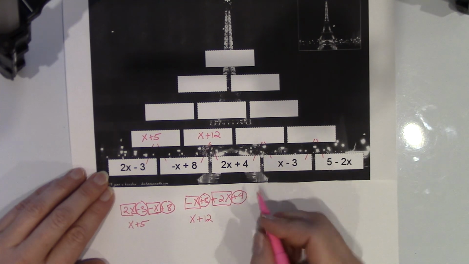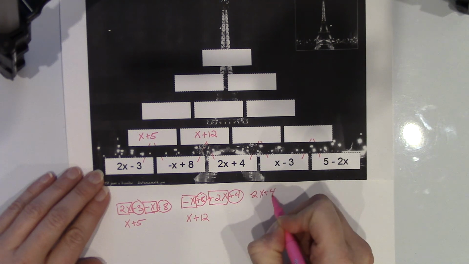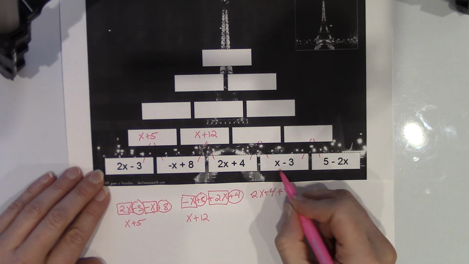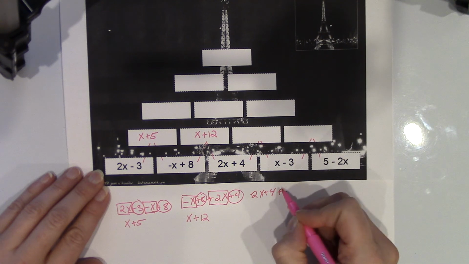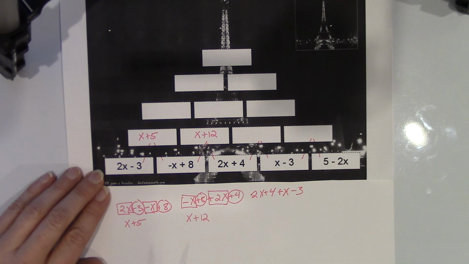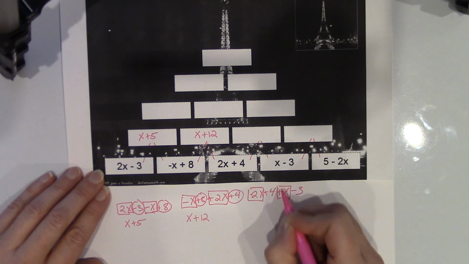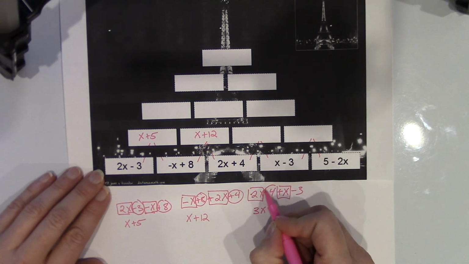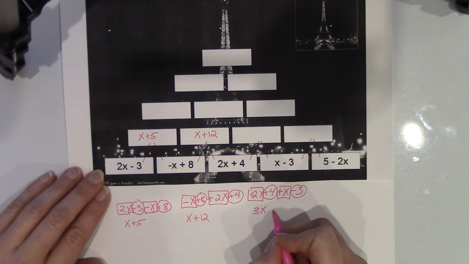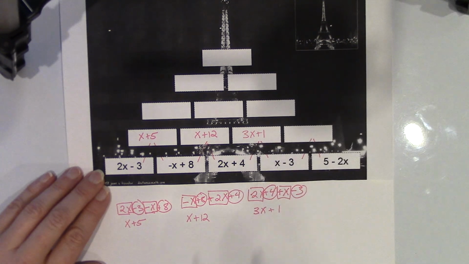Alright, then we're going to move along. So next I have 2x plus 4 and an x, so a positive x minus 3. I'm just adding these two together. So 2x plus x gives me a 3x, and a positive 4 and a negative 3 gives me a plus 1, so I have 3x plus 1 in this box.